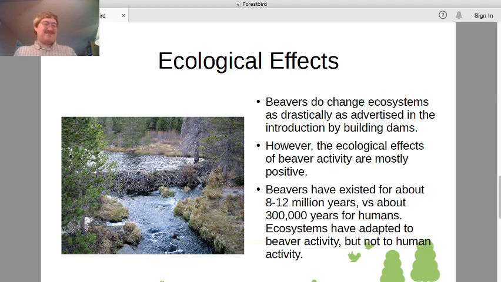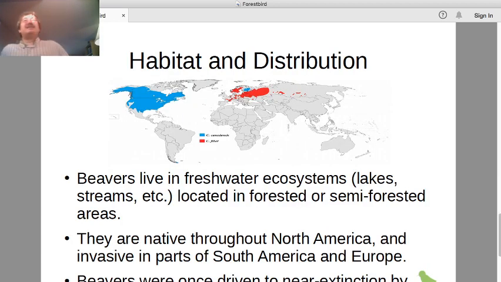Whereas the changes that beavers make in the local ecosystem are more likely to be beneficial. Although it's not always so, especially in places where beavers are invasive species, because the plants and animals around there have not evolved to take advantage of beavers. And since I brought up beavers as invasive species, let's see where they live.